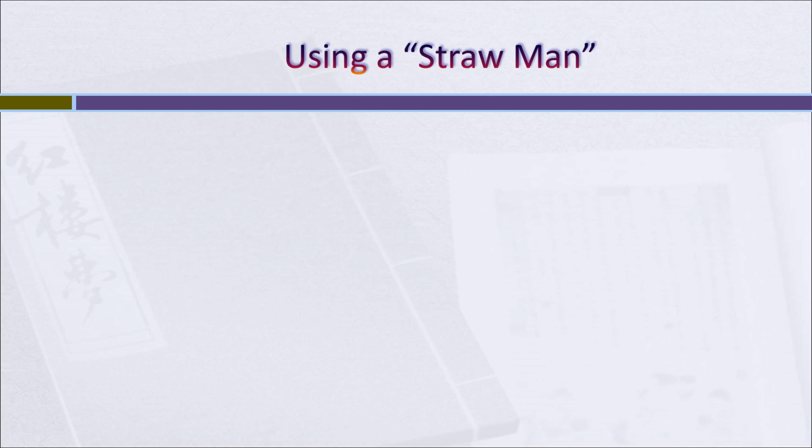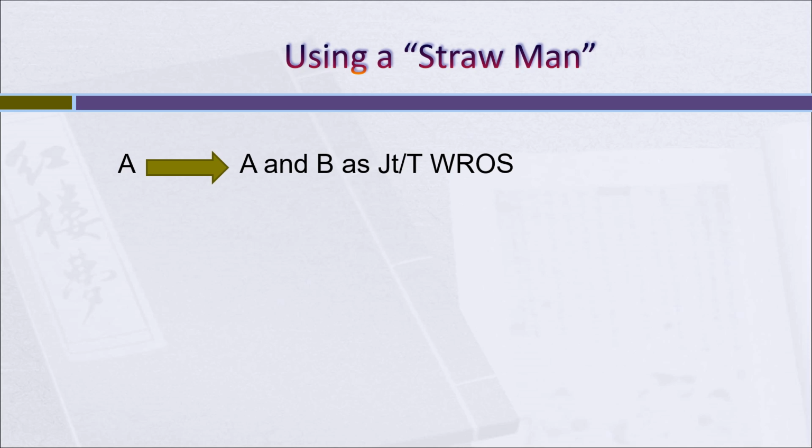Let's take another look at the example at the bottom of the previous slide where A conveys to himself and B as joint tenants with right of survivorship. As we saw on the previous slide, the result of this is that A and B get a tenancy in common because we haven't satisfied the rules of unity of time and unity of title. So is there a different way of doing this that will give us the joint tenancy that we need?